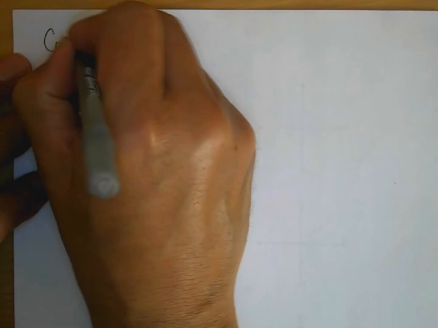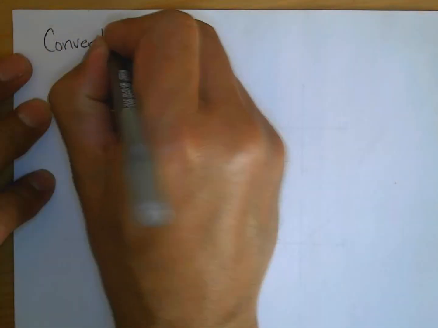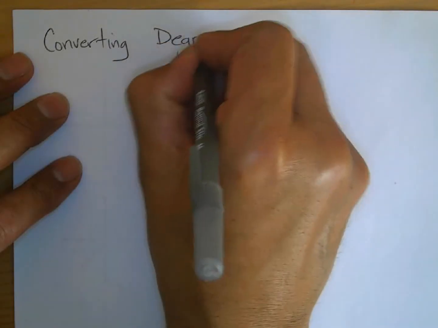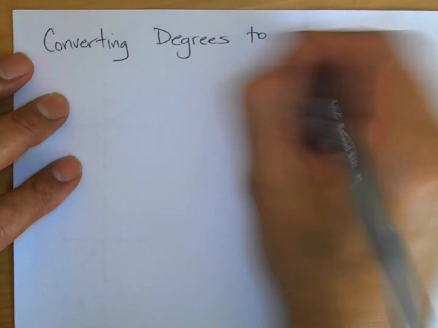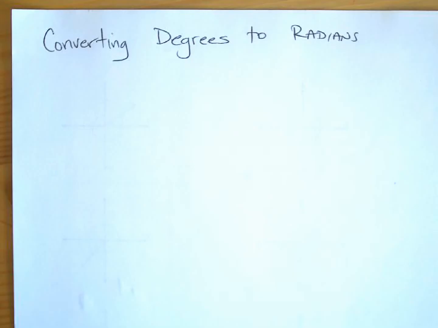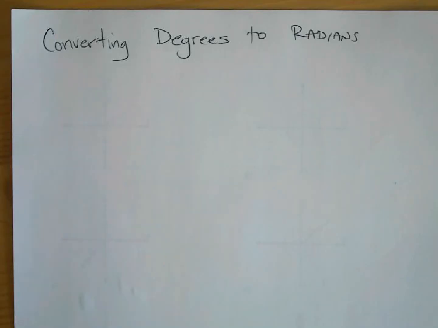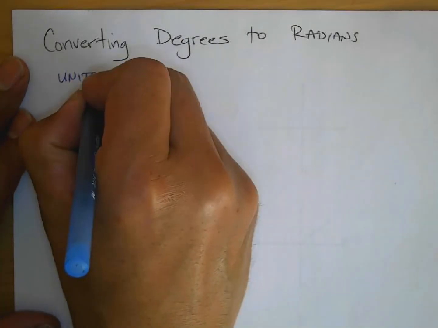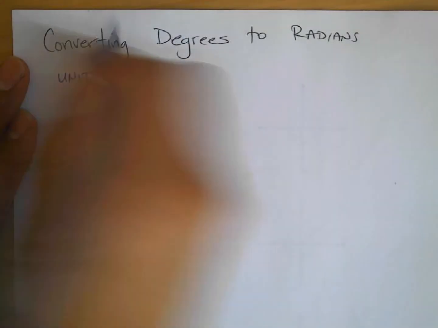Okay, here we go. Now the easy part here, the work. Converting degrees to radians. Okay, so we know the unit relationship, right? The relationship between these two units.